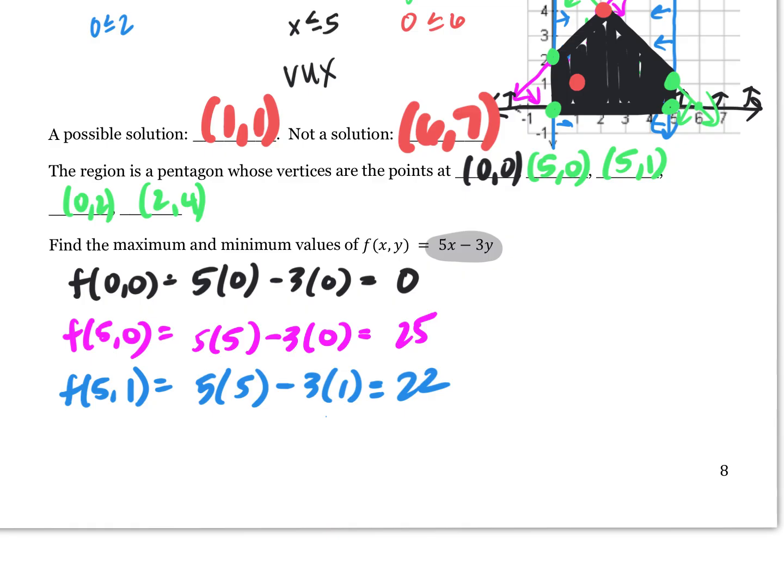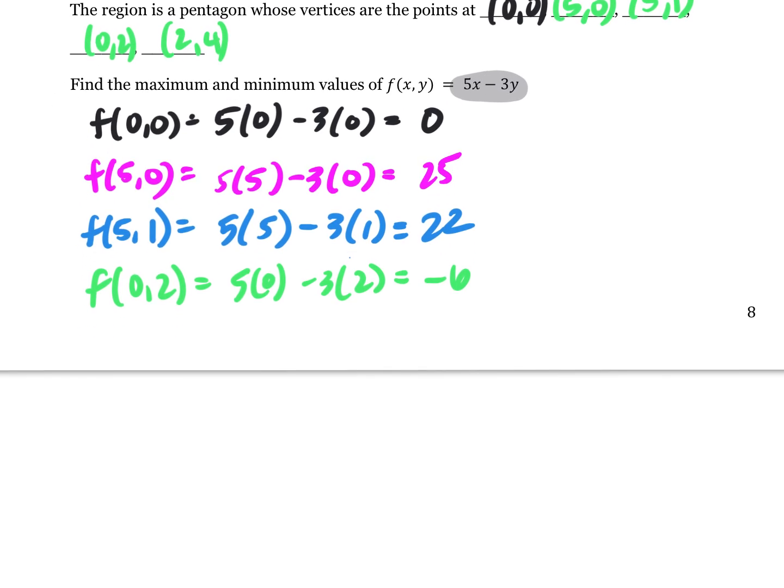I'm going to plug in the other point, which was 0, 2. If x was 0, y is 2. What are we getting for that? Negative 6. Got a new min. And my last point was 2, 4. Plugging that in, 5 times 2 minus 3 times 4, 10 minus 12, negative 2.